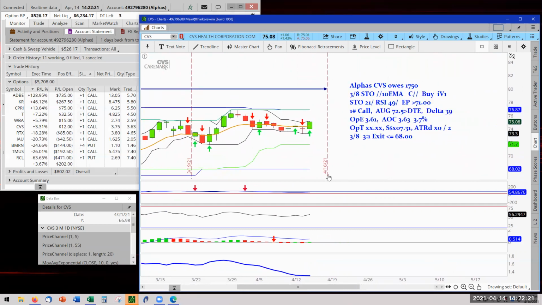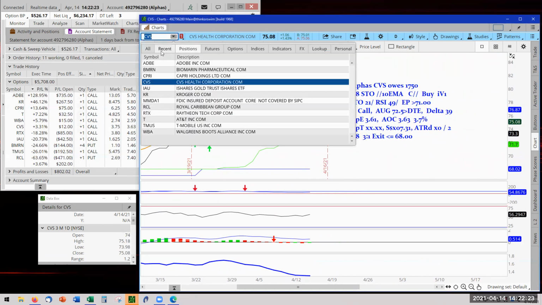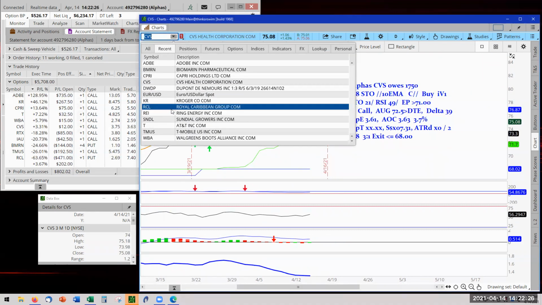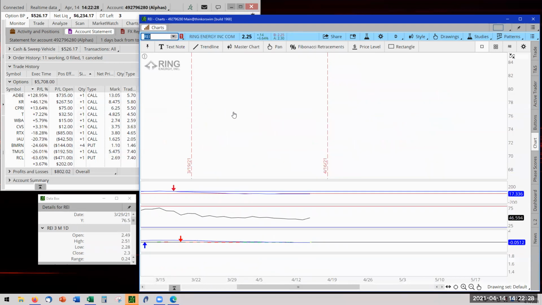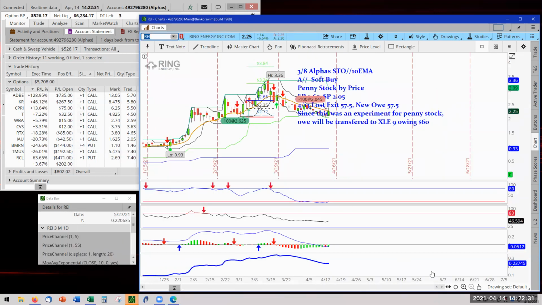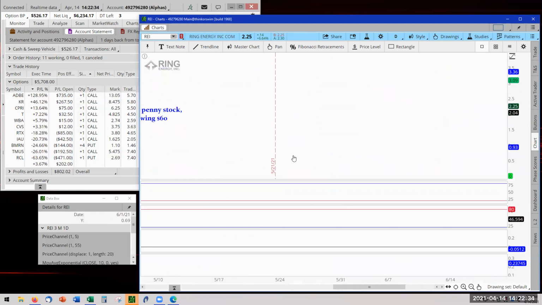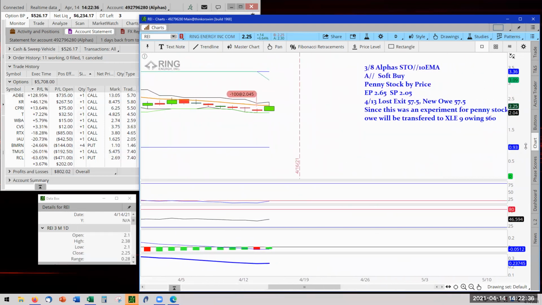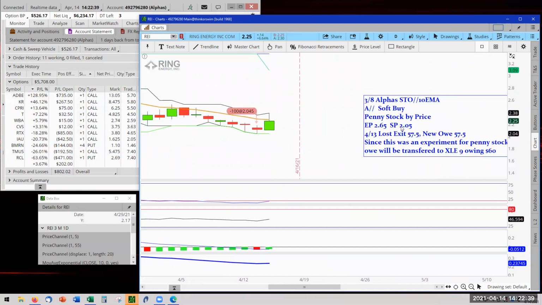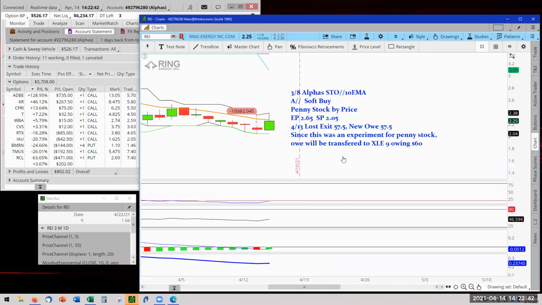So I need to back up to yesterday. Yesterday, I failed to report that we got stopped out of our energy stock, penny stock. We got stopped out, and we took a loss of about $60. Rounded up, we rounded to $60 in the loss. Now you see how it popped back up again. These things happen. But right now, this was a penny stock trade, and we got stopped out for $60 loss. And the result is that we're now transferring that $60 to XLE.